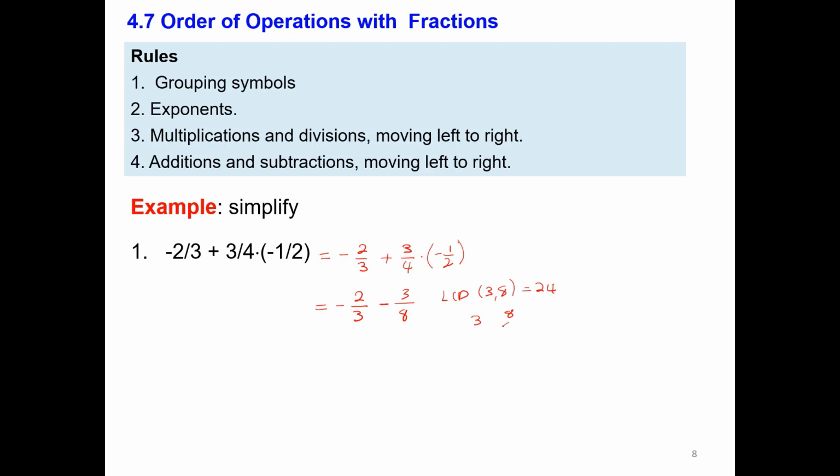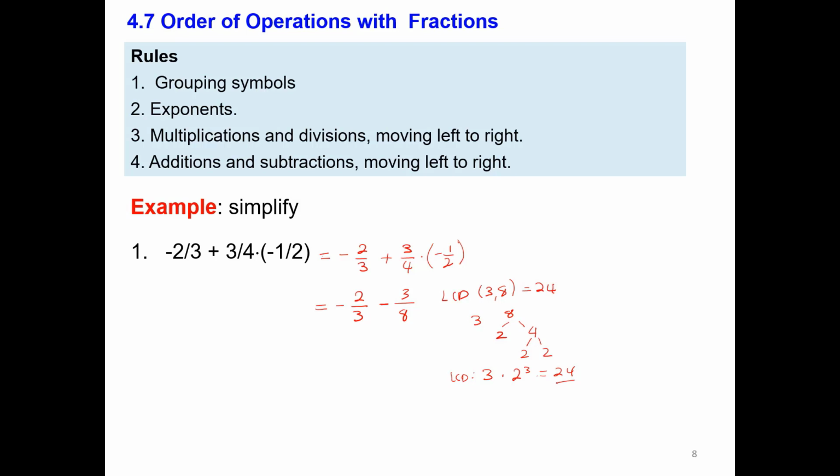The factor of 3 is 3, and 8 is 2, 2, 2. We can find the LCD using the prime factorization. Then in this we have 2 to the third times 3. Yes, this is the LCD, which is equal to 24. Yes, this is the way.